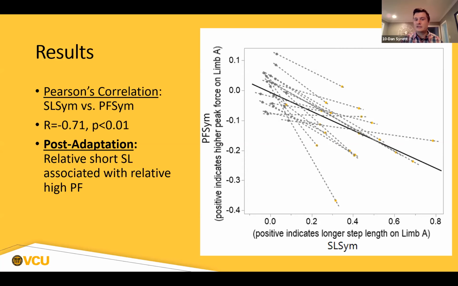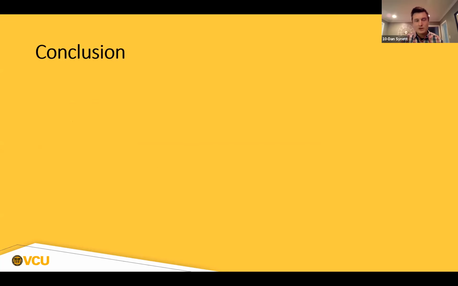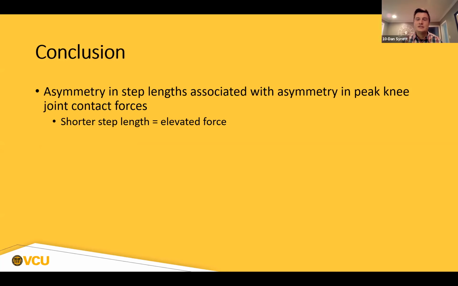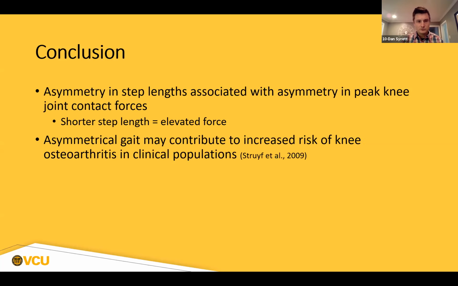Going to the right on the x-axis indicates a longer step length on limb A, and going down to the negative values on the y-axis is a higher peak force on limb B. So we saw that a relatively short step length was associated with a relatively higher peak knee joint force. What we concluded from this study is that indeed an asymmetry in step length was associated with an asymmetry in peak knee joint contact forces. And specifically, when an asymmetry was present, the limb that takes a shorter step length demonstrates an elevated force.